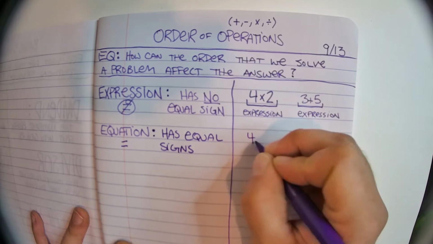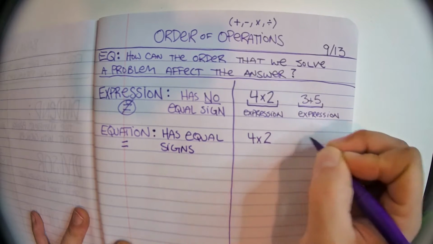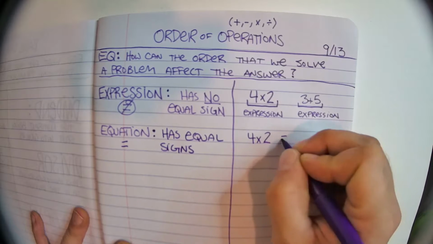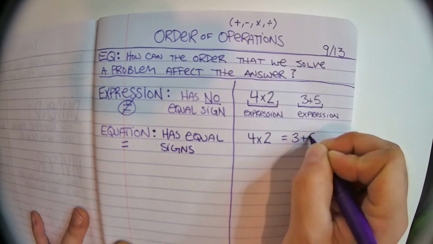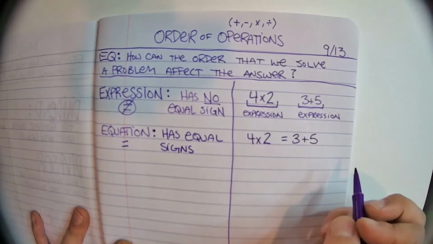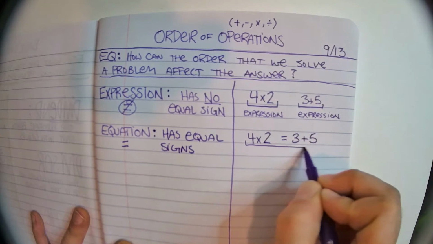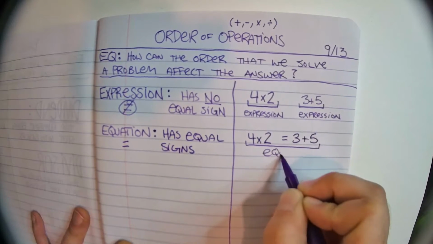So I could take the two expressions that we had previously and put them on both sides of the equal sign. And now we're looking at an equation.